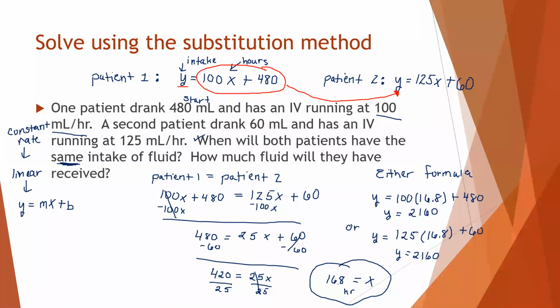And so based on the way we set up the problem, we said y is the intake, and the intake in the scenario is measured in milliliters. So they will have received 2,160 milliliters of fluid when the time is 16.8 hours. So substitution method is all about replacing a variable with either a formula or number. And so when we're asked to solve using the substitution method, we use a formula or number to replace the variable.